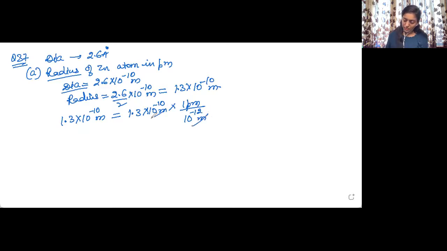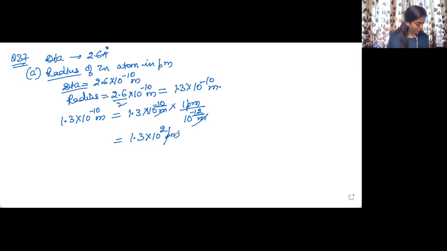Okay, so this will get cancelled and this will come out to be equal to 1.3 multiplied by 10 raised to the power. Here we have minus 10, it will become plus 12 when it goes to the numerator. So it will become 1.3 into 10 raised to the power 2 picometer. So this will be the radius of the zinc atom.